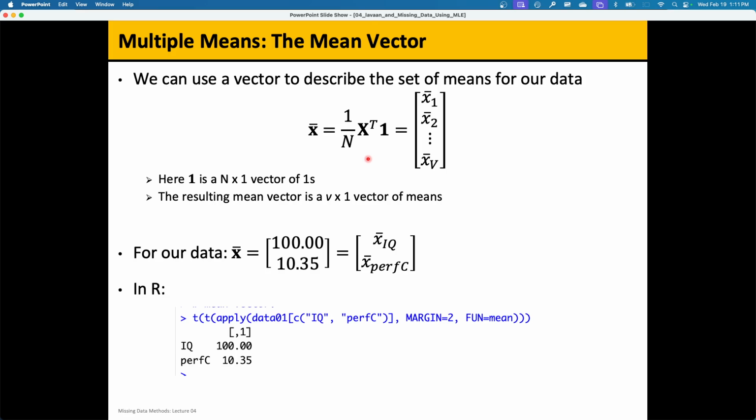Do that in R instead of apply. Something like that. Questions on any of this? All right, so there's our mean vector. We good?